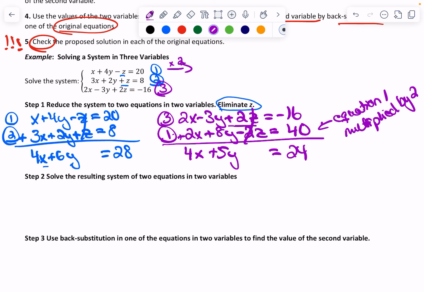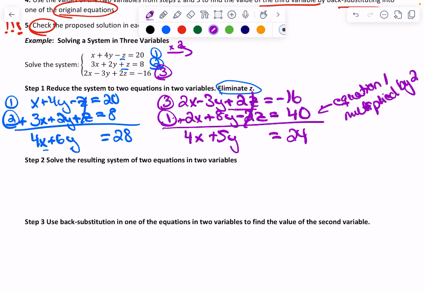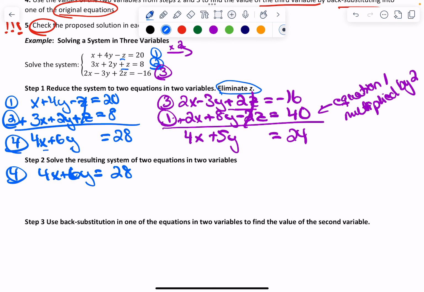Okay, now we have two new equations here. So we're going to say that this is number 4. Hold on, I'm trying to figure it out. Yeah, sorry. So equation 4, 4x plus 6y equals 28. And we're going to number this equation as 5. 4x plus 5y equals 24.